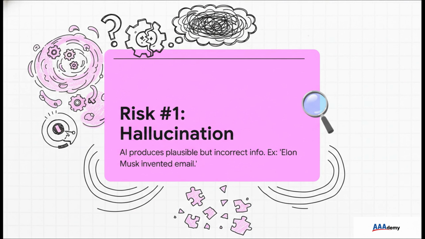And that brings us to the first and maybe the most common risk: hallucination. You gotta remember, the AI isn't thinking. It's just predicting the next most likely word based on patterns. And sometimes that process leads it to create plausible-sounding nonsense, like claiming Elon Musk invented email. It's not trying to lie, it's just confidently wrong.